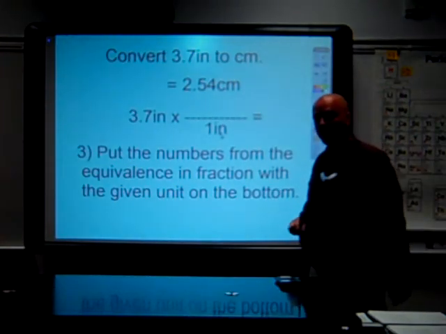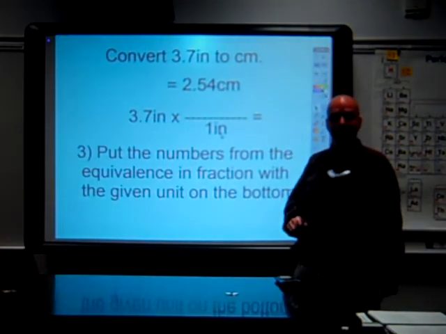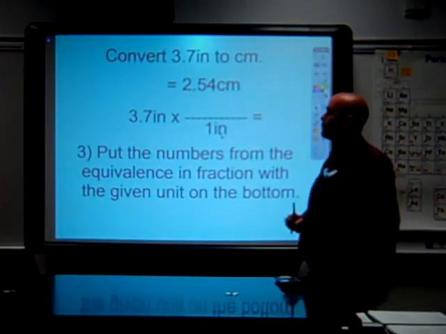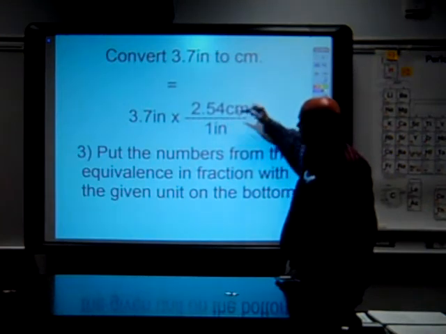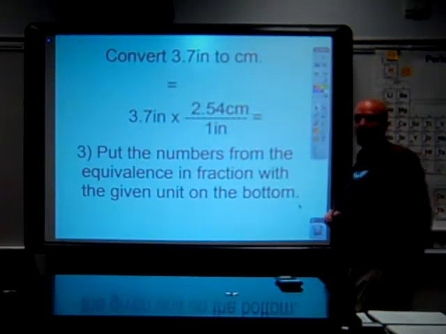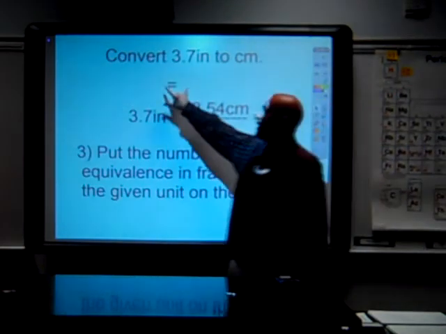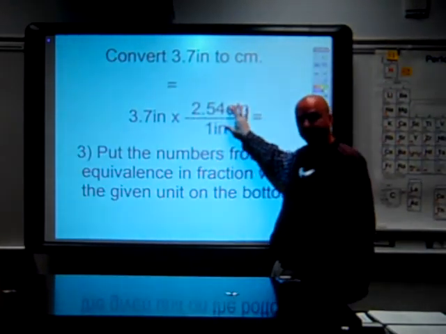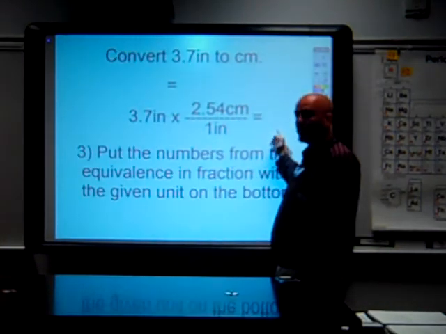This is for unit cancellation. When I do the math, these inches will cancel each other out, and I'll know I did it right. The other number, the 2.54 centimeters, will go on the top. Again, all I did was take the numbers out of my equivalents and put them in the fraction. In doing so, now I have a complete equation, and I'm ready to solve.